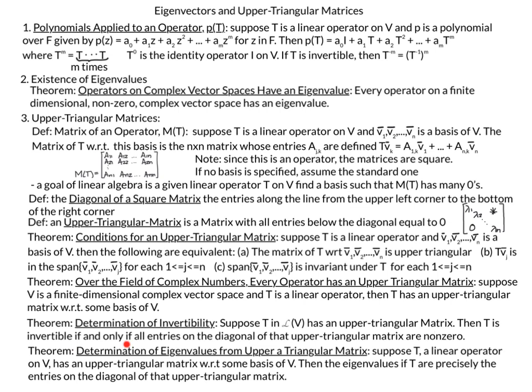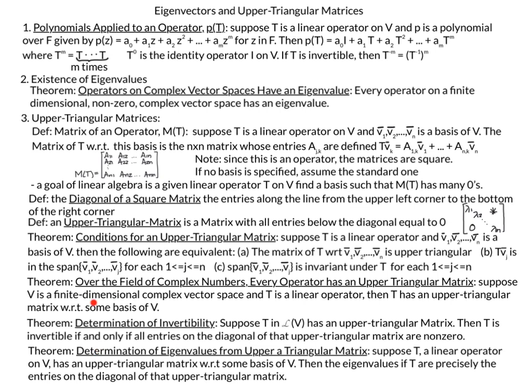And second, determination of eigenvalues from an upper triangular matrix. Suppose T, a linear operator on V, has an upper triangular matrix with respect to some basis of V. Then the eigenvalues of T are precisely the entries on the diagonal of the upper triangular matrix. So here, again, as I mentioned, there was no accident. We notate upper triangular matrices with the lambdas on the diagonal.